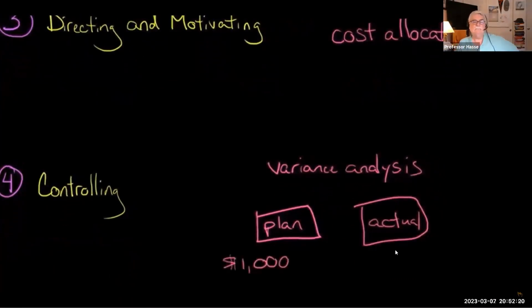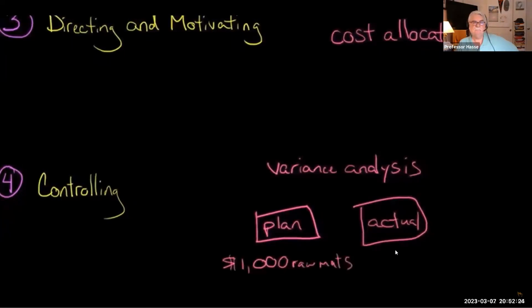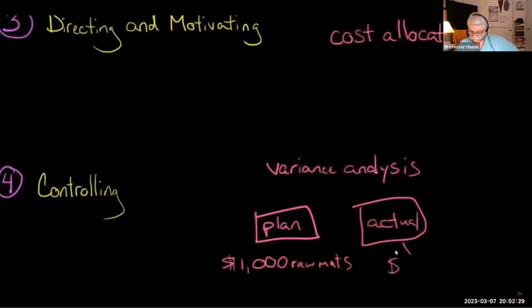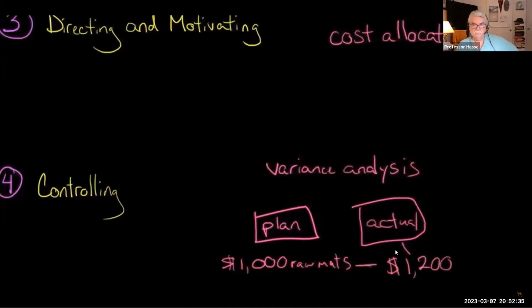So I'm going to spend $1,000. That's the budget. That's the plan that we talked about in step 1. But then we find out that after the period is over, we look and say, okay, we actually spent $1,200. So now we know that we overspent by $200 more than what we set out at the beginning of the period.